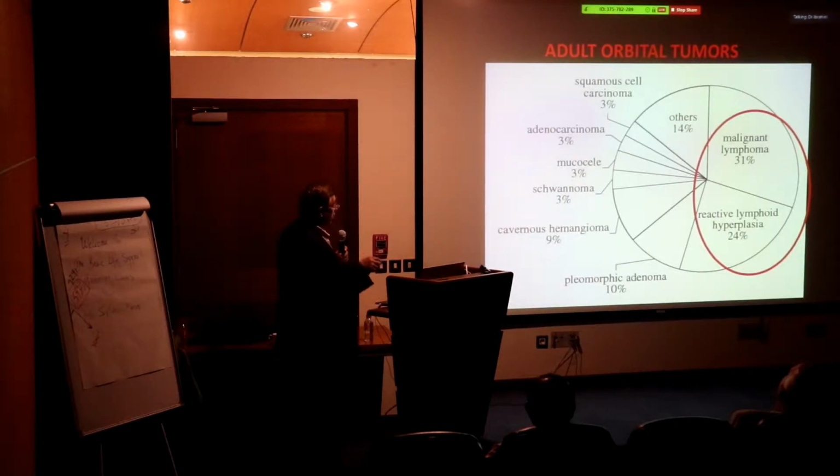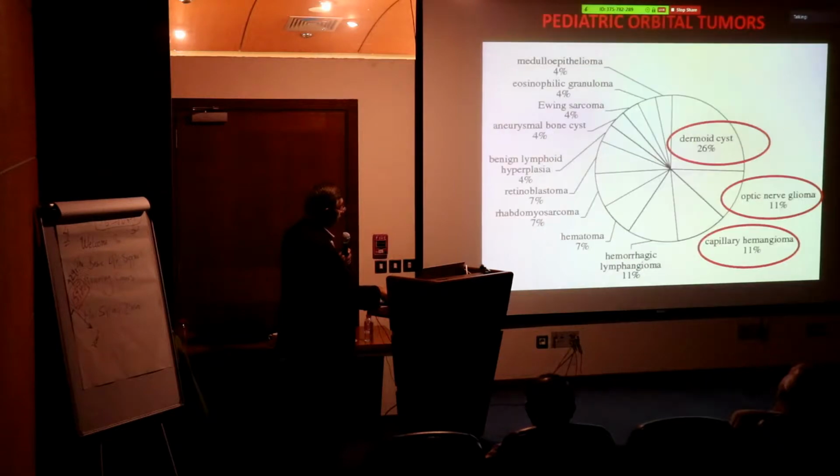So if we look generally at what the adult orbital tumors are: malignant. Lymphoma, malignant hyperplasia, and pleomorphic adenoma, adenocarcinoma. While if you look at the pediatric group, it's mostly benign. 80% are benign: dermoid, glioma, meningioma. So adult tumors are usually malignant. Pediatric tumors are usually benign. This is the message.